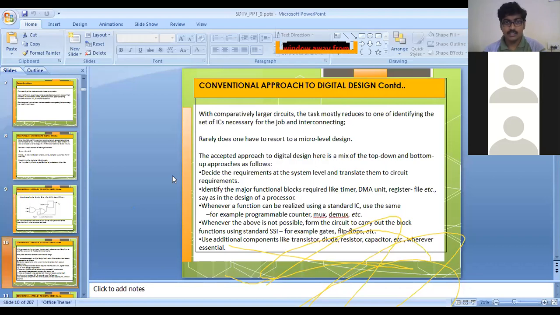And we have some accepted approach to digital design. That we'll see in the next class. Just revise once what we have discussed in today's class.